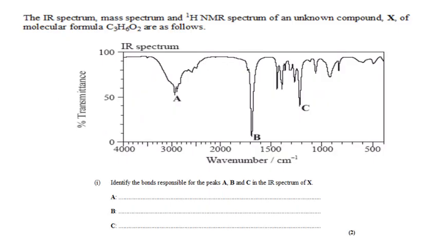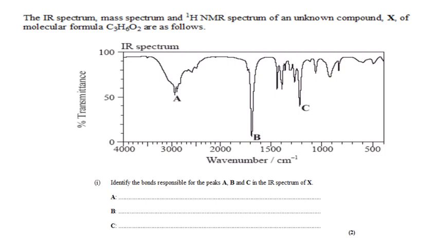So here is a question for you. The infrared spectrum here of an unknown compound X of molecular formula C3H6O2 is as follows. I've only given you the infrared spectrum. So what I want you to do now is pause the video and see if you can work out what bonds are responsible for the peaks at A, B, and C in the following spectrum of X. And then we'll go through the answers.